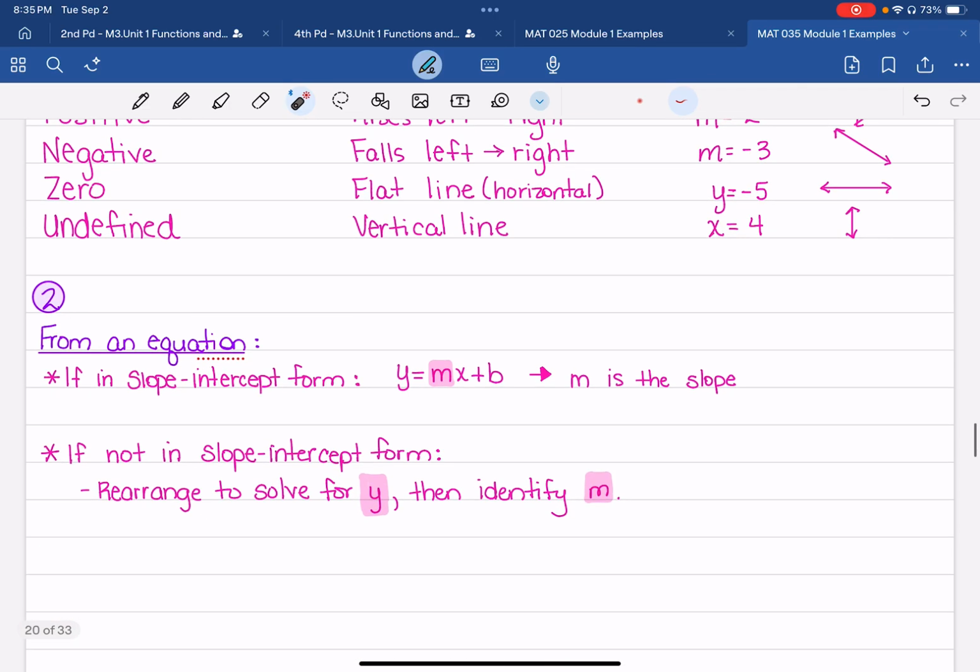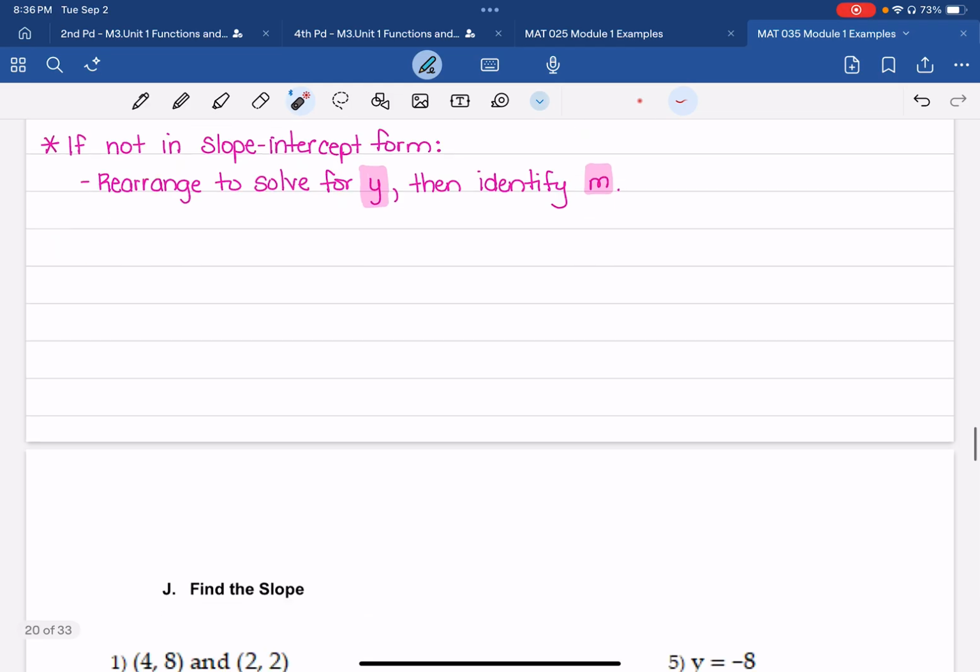The next thing is if you don't have the ordered pairs and you're just looking at the equation, you can still find the slope. You could be given the equation in slope-intercept form. Remember, that's y equals mx plus b. If that's the case, then you're just looking at the value that's written in front of x. m is going to be your slope. If it's not in slope-intercept form, then you're going to rearrange your equation so that you have it solved for y. Once you have it solved for y, then you can pull out that m.